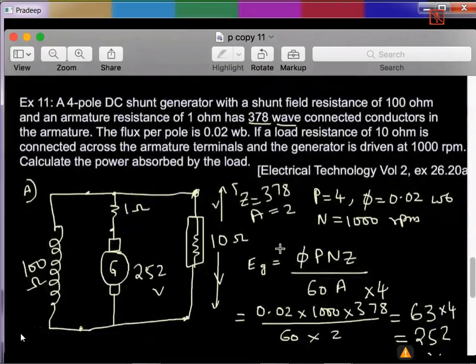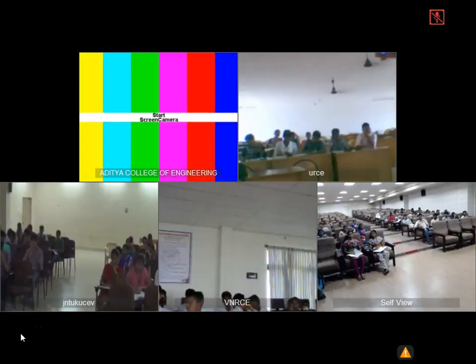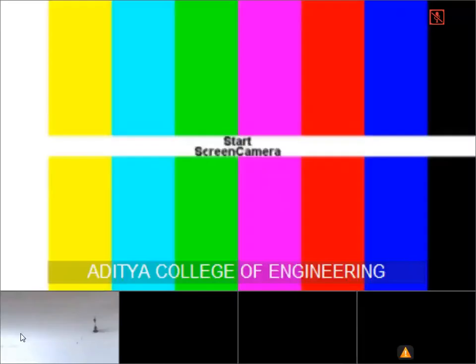So basically in last two lectures I have solved 11 problems, and each problem is different, and it is something related to EMF equation of a DC machine, DC generator, and its connections. So with this, I'll just briefly give a pause, and I'll wait maybe a couple of minutes. If you have any doubts on the previous two lectures, feel free to ask your doubts. So I'll just pause for maybe a couple of minutes, and then we'll go to today's topic, which is OCC characteristics and losses in a DC generator.